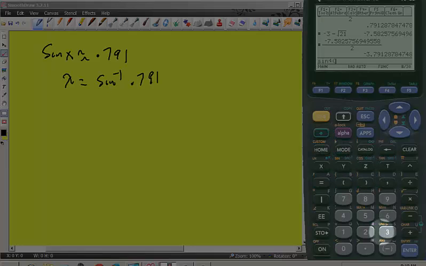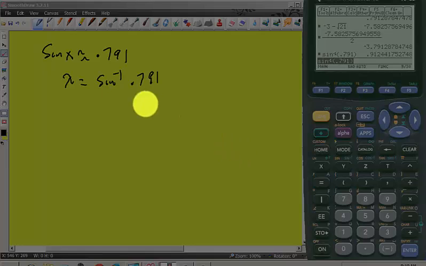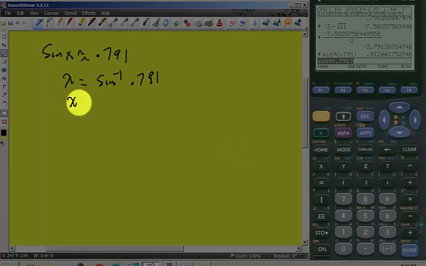Sine inverse of 0.791. Hit enter. Make sure you're in radians, otherwise it's going to give you a big number. X is equal to 0.912. That's what you should have. Okay. Now I do have a domain restriction, it's 0 to 2 pi. Any questions so far?